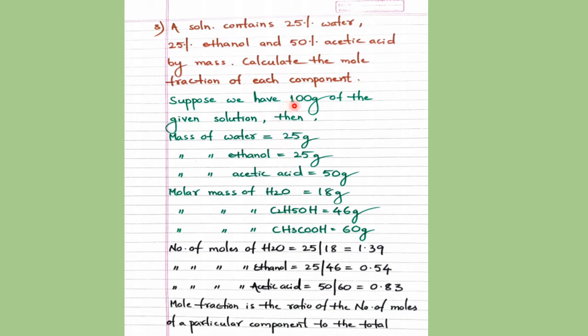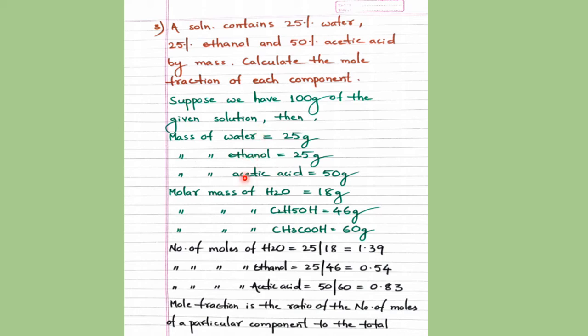Now take the mass as 100 gram of the solution. A solution contains 25% of water, that means out of 100, 25 gram is water. The remaining we don't know, but water is 25 gram out of 100. So if you take 100 gram as the mass of the solution, the mass of water becomes 25. Accordingly, mass of ethanol becomes 25 gram and the mass of acetic acid becomes 50 gram by this percentage data. These are the masses in 100 of the solution, where all three are mixed.